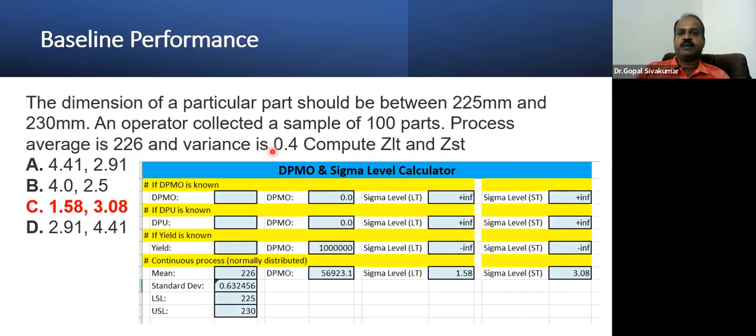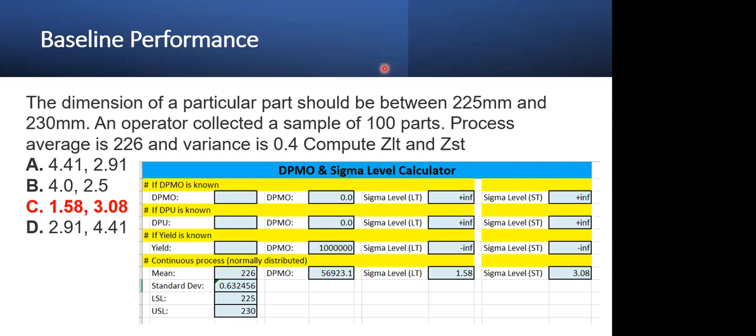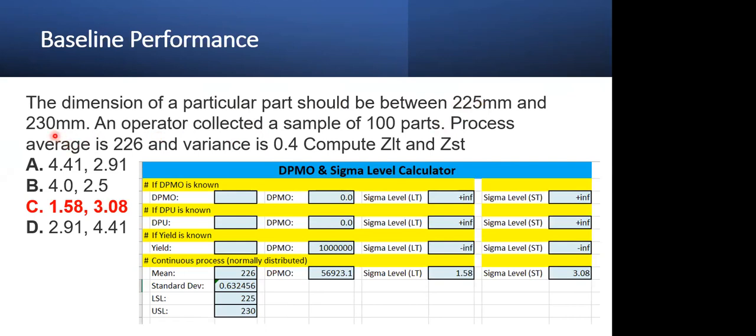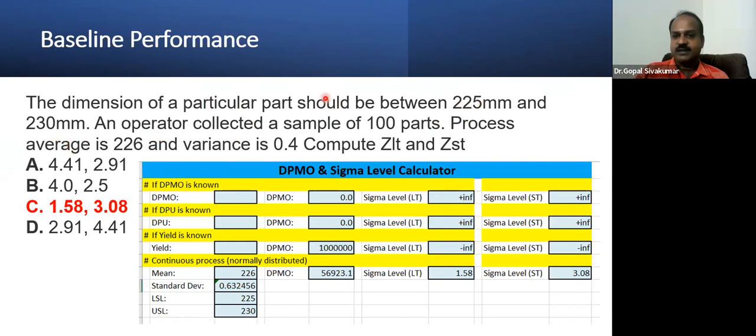Now, there is a problem. The dimension of a particular part should be between 225 and 230. What is this 225? Lower specification limit. And 230 is upper specification limit. An operator collected a sample of 100 parts and he found that process average is 226 and variance is 0.4. Now you are asked to find out ZLT and ZST.